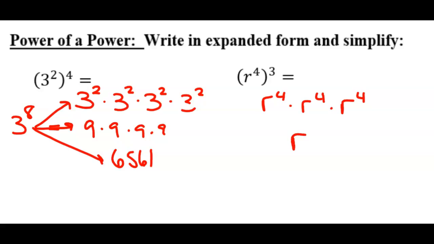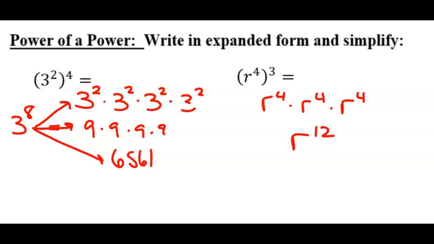So my base is R. What is my exponent going to be? What am I going to do with my 4's? Add them. What's 4 plus 4? 8 plus 4 is? 12. So that's going to be R to the 12.